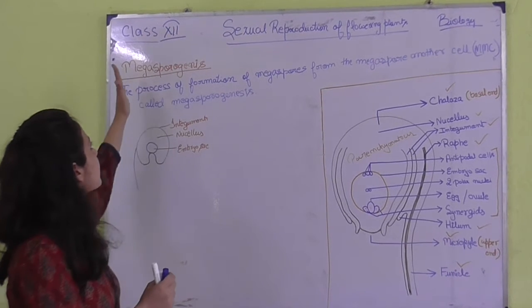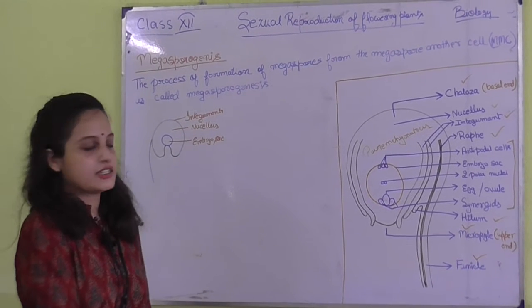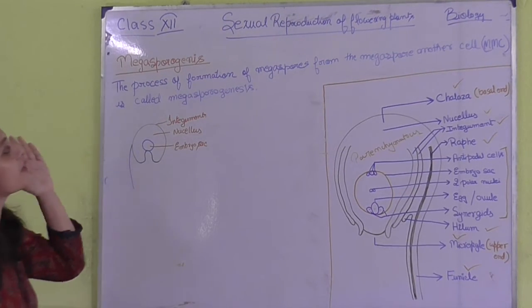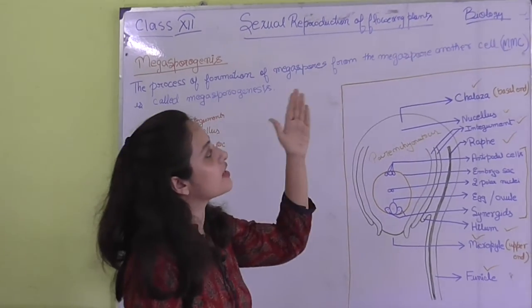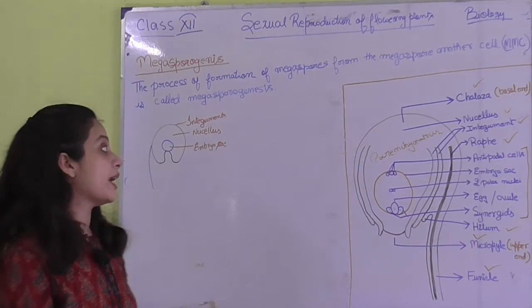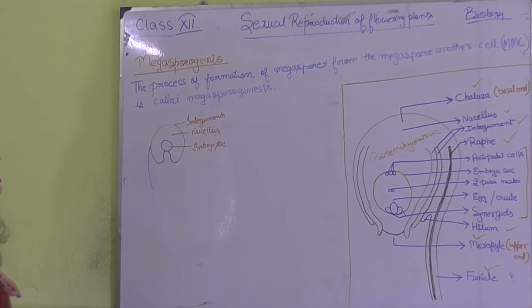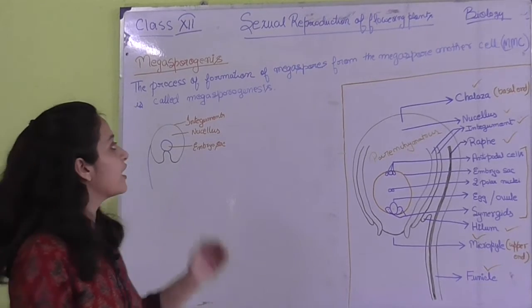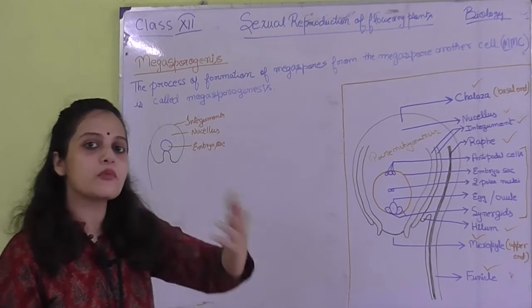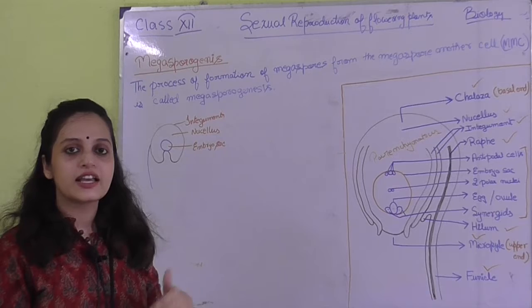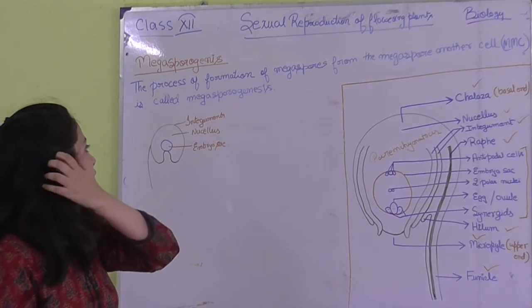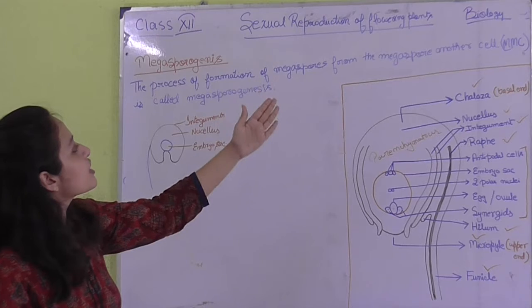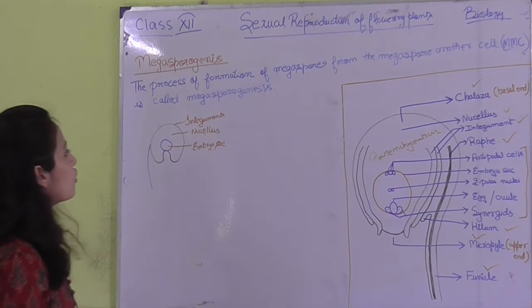We will discuss megasporogenesis next. As it is written on the board, the process of formation of megaspore from the megaspore mother cell, also known as MMC, is known as megasporogenesis. The definition is the same as microsporogenesis, where the microspores are formed from the microspore mother cells. Here the megaspore, that is the egg, is formed from the megaspore mother cell. So let's start.